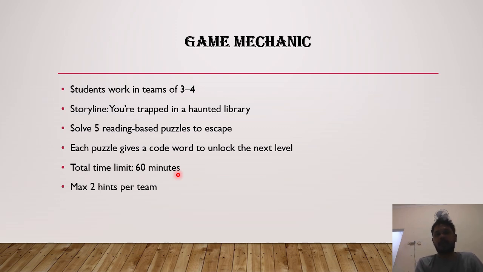The total time limit is 60 minutes to complete all 5 levels, with a maximum of 2 hints per team. And then the progression mechanism: after each task, a correct answer provides a code word. Entering all five correctly allows the teams to escape. Each team gets 2 hints they can request during the game.